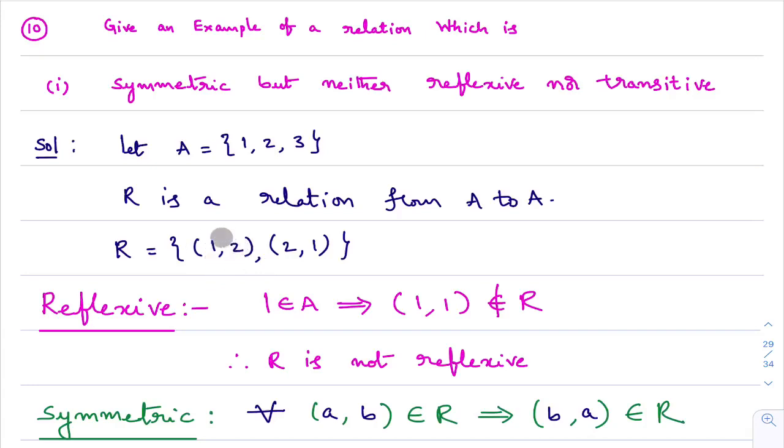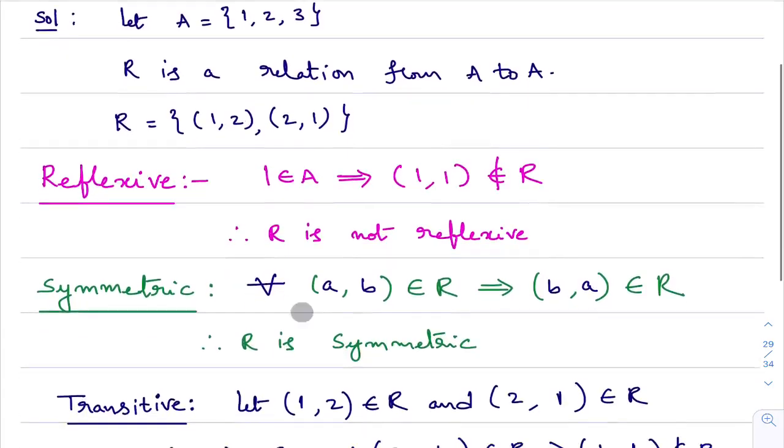(1, 2). What is the reverse of this? (2, 1). Ordered pair (2, 1) is there in this relation? Yes, it is there. Okay. Now you come to this one. Ordered pair (2, 1). What is the reverse of this? (1, 2). Ordered pair (1, 2) is there in this relation? Yes. That means for every ordered pair (a, b) in this relation, the ordered pair (b, a) is there in this relation. So this relation is a symmetric relation.